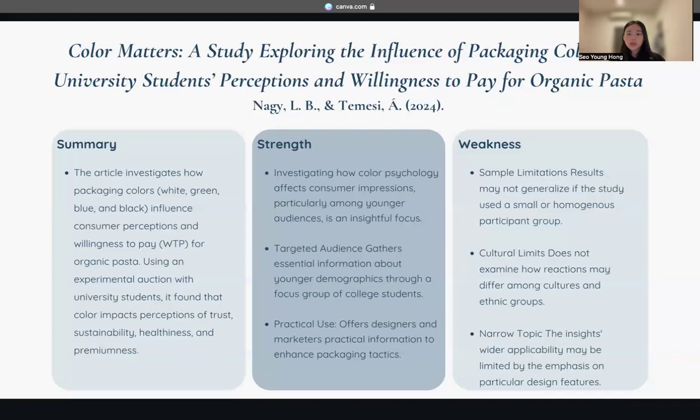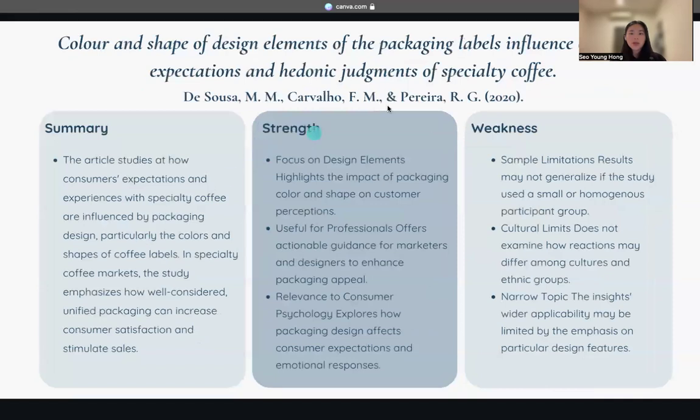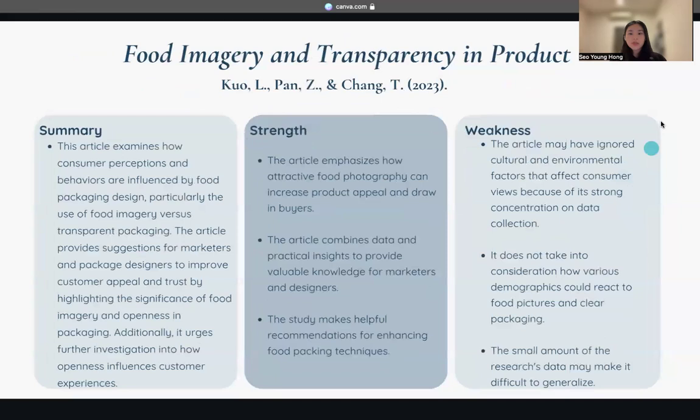And the weakness is the sample limitation, which may not generalize, and the cultural limitation, as it may not examine how responses differ among ethnicities and cultures. The narrow topic and limited emphasis on particular design also limit wider applicability. The third one is about food imagery and transparency in product packaging.